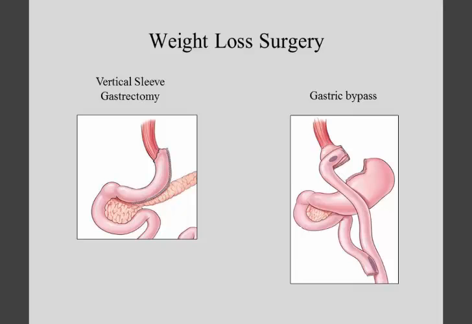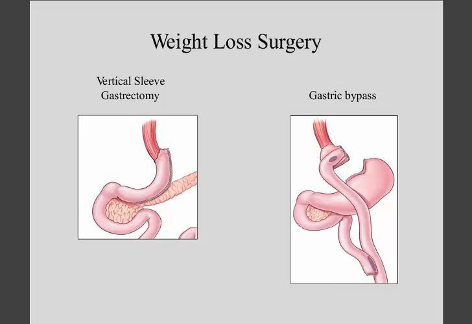Let's take the gastric bypass first. You can see here that the stomach is made into a small pouch. The jejunum is separated at its top and connected to the gastric pouch. Now food goes from the esophagus to this small gastric pouch and right into the mid-jejunum.